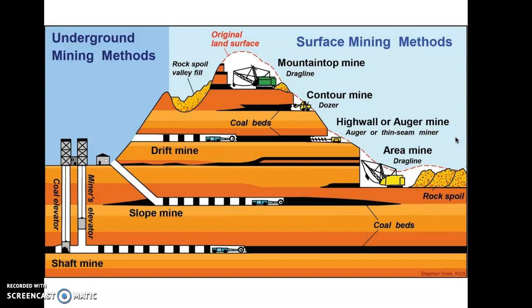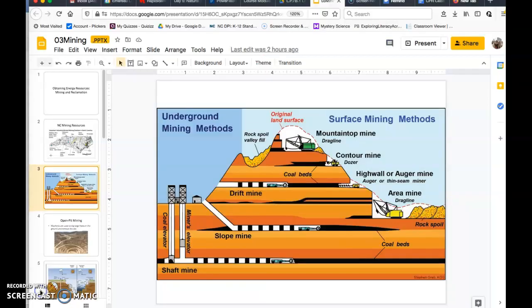Let's talk about how we actually mine. We can mine underground, or we can mine above the surface of the ground. There are two types of mining. We have underground mining, which, as you can guess, happens underneath the surface of the earth, and we also have surface mining.